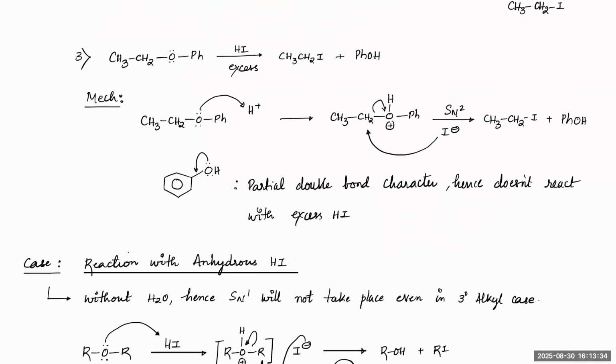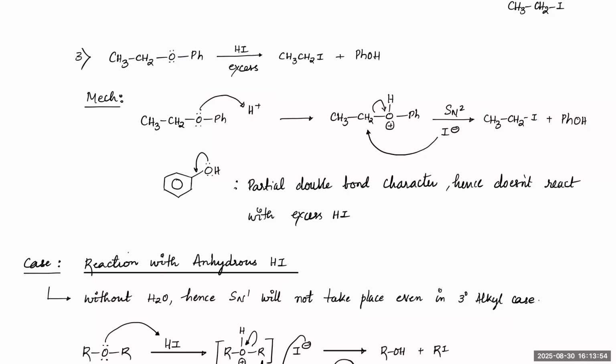Okay. But if you have a phenyl, even though you give excess, you cannot break this bond, right? So that you have to leave it always as a phenolic group. You cannot get it in iodide form there. Clear? Yes, sir. Right. So therefore, only one iodide will form, the other one will remain as phenol.